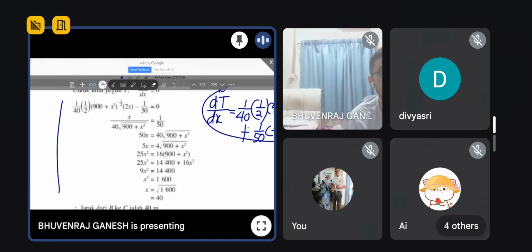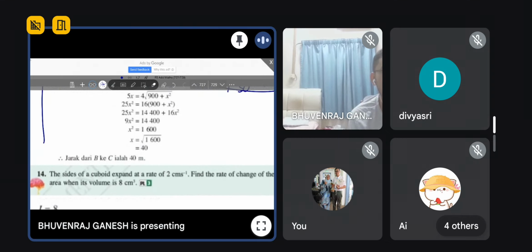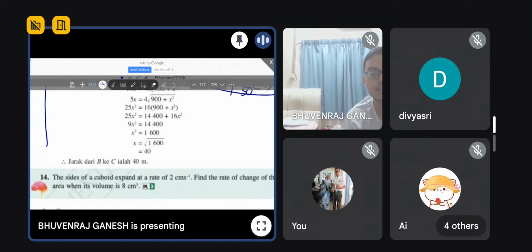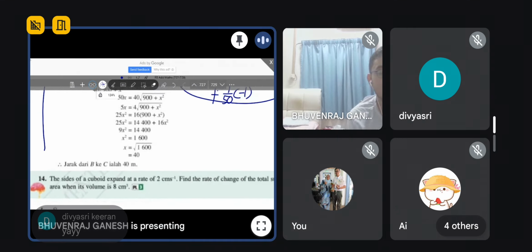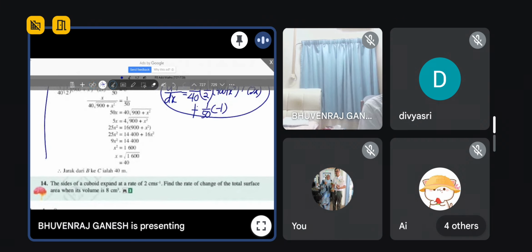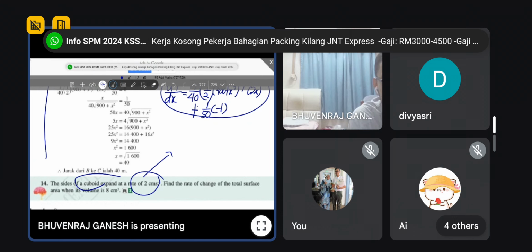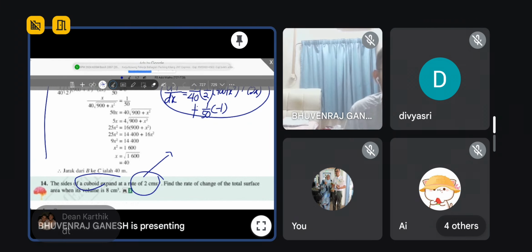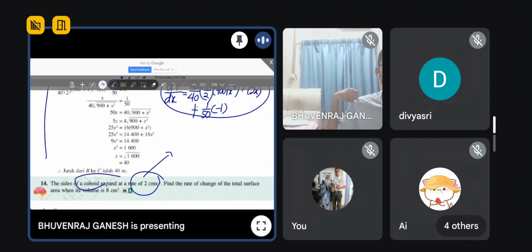All right, so this is the third last question already. We're going to finish chapter 2 already. Not bad. We covered a lot of questions today. So this one, not difficult also. They say the cuboid expands at this rate. So can anyone tell me what this symbol is? The full one. You cannot just write dt. What over what?